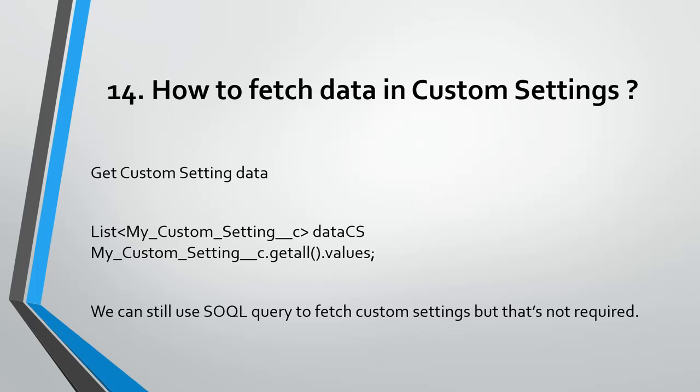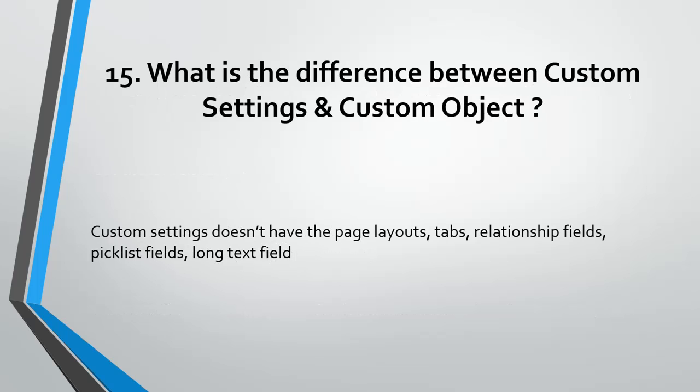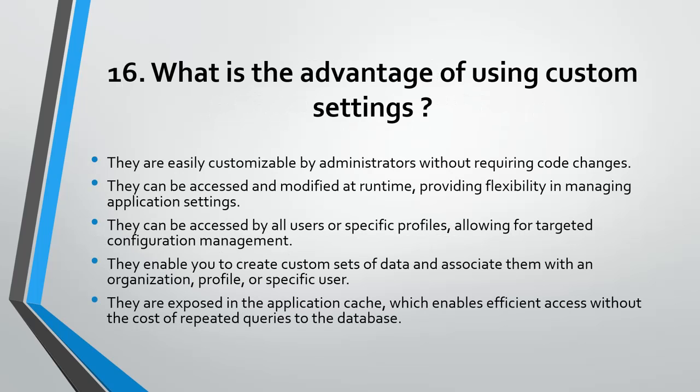So we can still use SOQL query to fetch custom settings, but that is not required and not recommendable. What is the difference between custom setting and custom object? Custom setting doesn't have page layout, tabs, relationship field, picklist field, long text field, right?